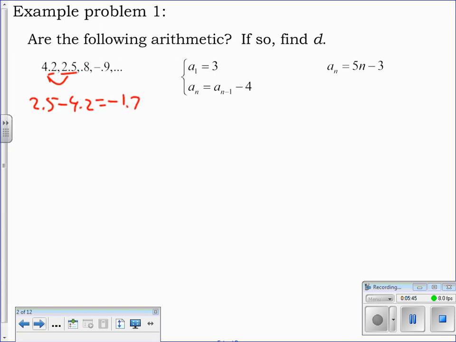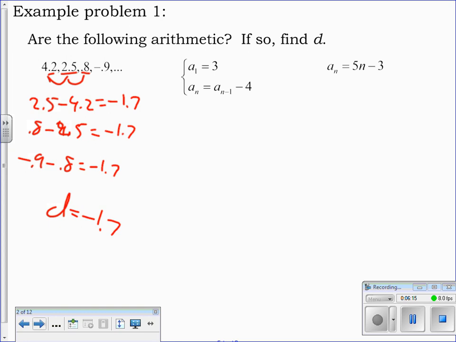And then I try it again. 0.8 minus 2.5, negative 1.7. I think I see a pattern, but I do want to check for sure. Negative 0.9 minus 0.8, and yes, that's negative 1.7. So yes, it's arithmetic, and D is negative 1.7.